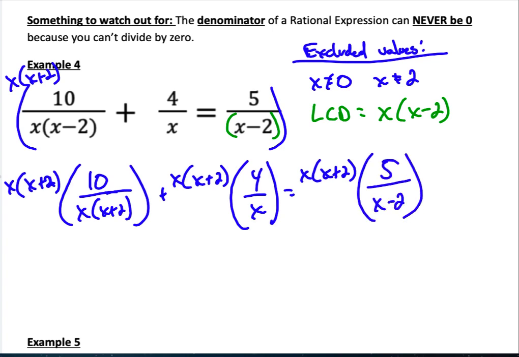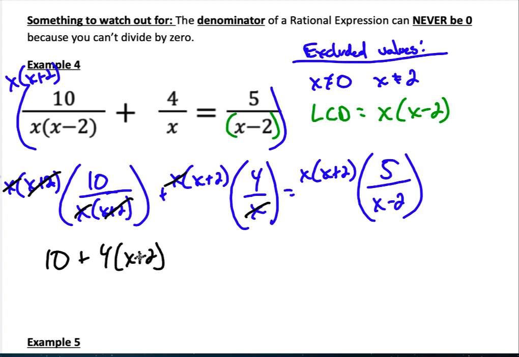Now remember, the whole reason behind doing this is multiplying by that least common denominator. We're treating everything equally, so we're not changing the equation, but it is going to allow us to simplify these and get rid of our denominators. We're going to turn our denominators into a 1. So for instance, on the first term, I can divide out an x and an x minus 2 from numerator and denominator, and I'm just left with 10. For my middle term, I can divide out an x from numerator and denominator, and I'm just left with 4 times x minus 2.